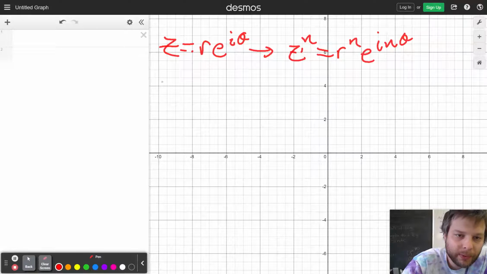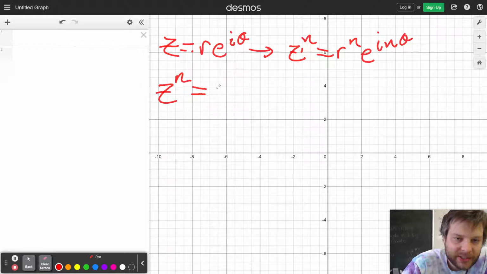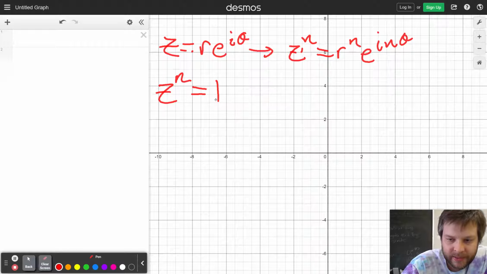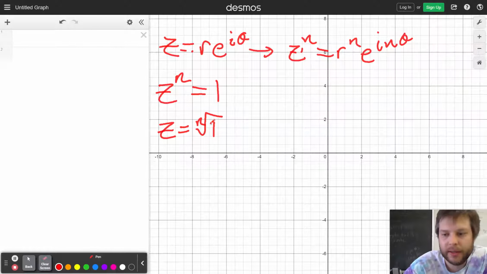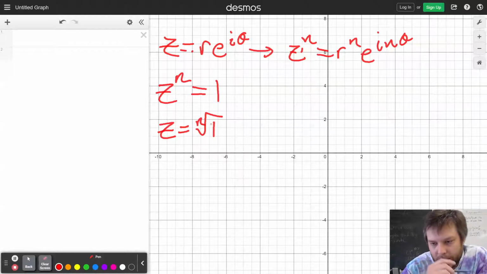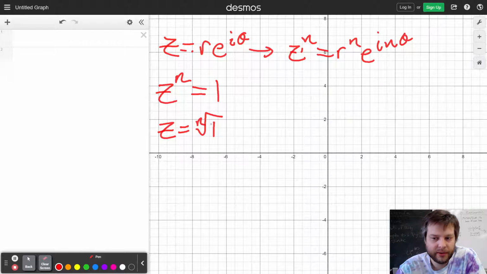So for example, if I wanted to solve this equation, z to the n is equal to 1. That is equivalent to saying that z is the nth root of 1, right there. And I think it makes a little bit of sense to take a particular value, something like 8, and then look at what the different complex numbers are that are the eighth roots of 1.